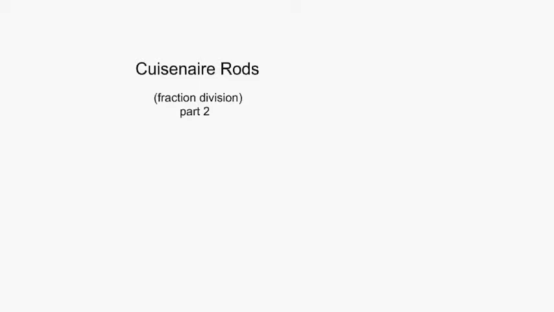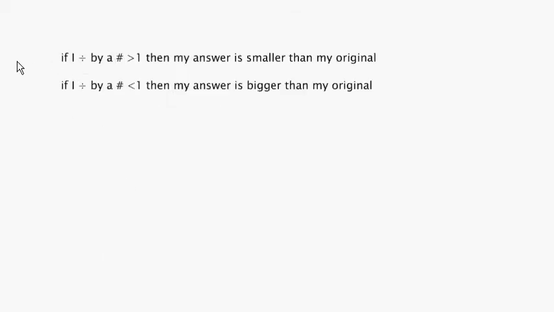Quick review, we want to talk about the big ideas that we came up with last time. And it's the understanding that if I divide by a number bigger than 1, my answer is going to be smaller than my original. If I'm dividing by a number smaller than 1, I'm always expecting my answer to be bigger than what my original is. And since I'm talking about proper fractions, I expect my answers for these questions are always going to be bigger than my original.